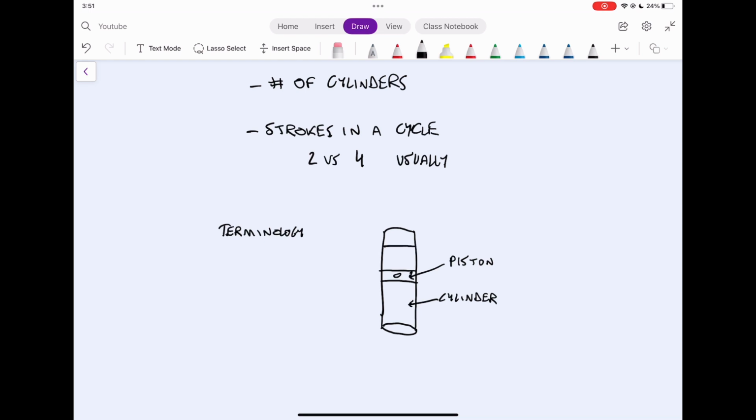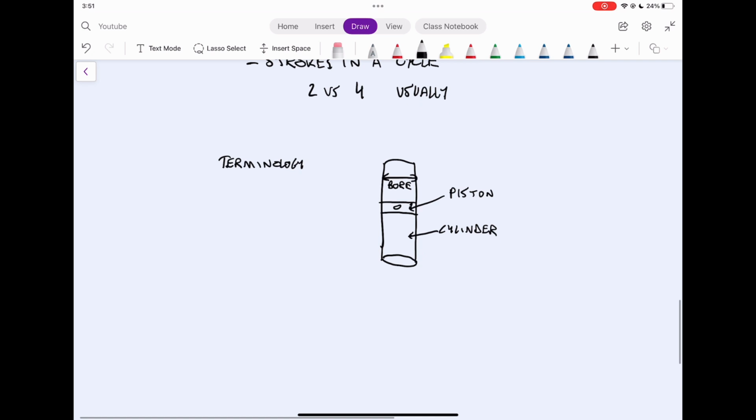So some of the things that we want to describe is the cylinder. So you see the cylinder is the actual cylinder, the whole thing. The piston is this piston, which is cylindrical in shape and moves up and down in our system. And we can classify a new name for the bore, which is essentially the diameter of that cylinder. The bore is the diameter of where the combustion can happen.